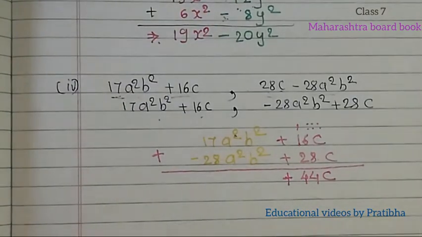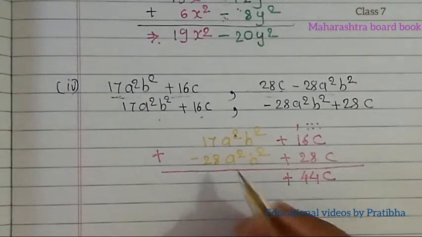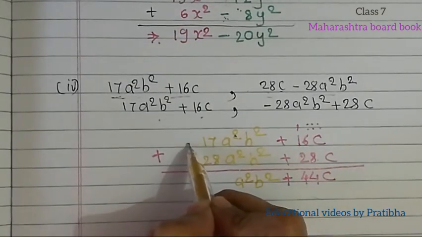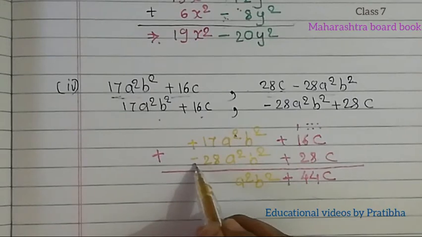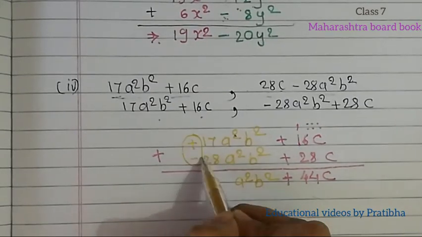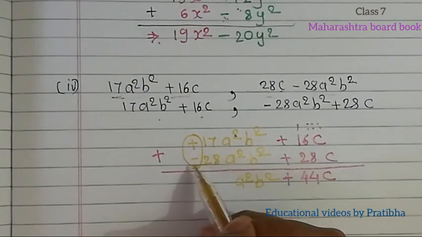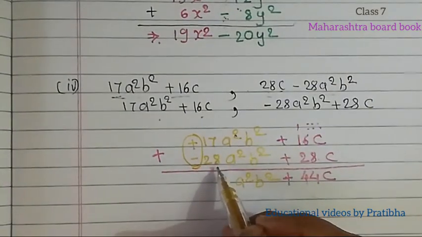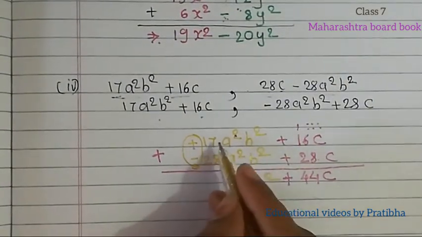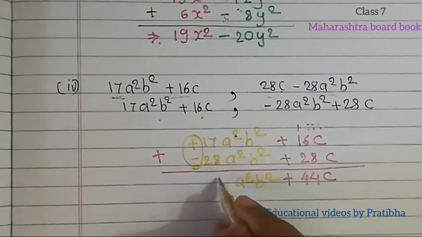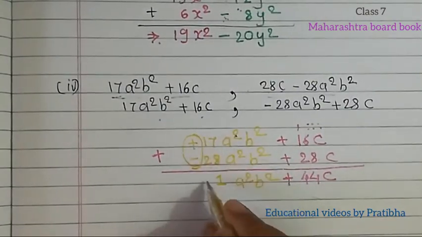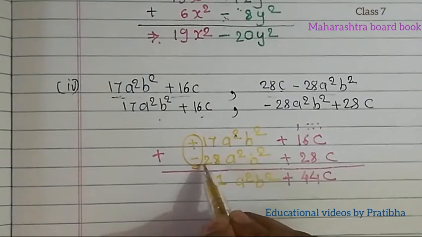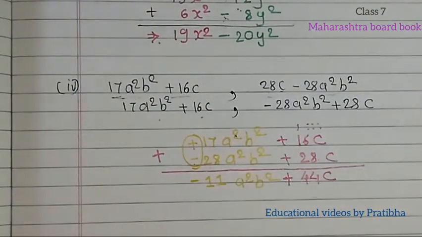Now let us do the calculation for the first pair of like terms. A square b square will remain as it is. Now here in front of 17 nothing is there, means this number is positive and 28 is negative. So these terms, these symbols are not like, they are unlike, plus minus. So we have to do subtraction. So 28, 17 is a smaller number, so we cannot subtract 28 from 17. So we will do vice versa. We will subtract 17 from 28. So 8 minus 7, 1. 2 minus 1, 1. So we got 11 a square b square. Now in these two numbers, second number is bigger number and it is negative, so we will give minus sign in front of it.